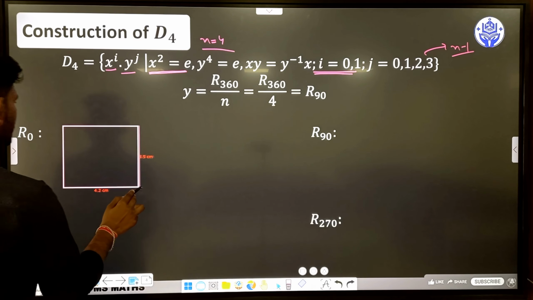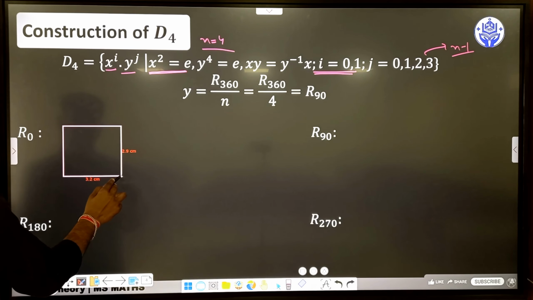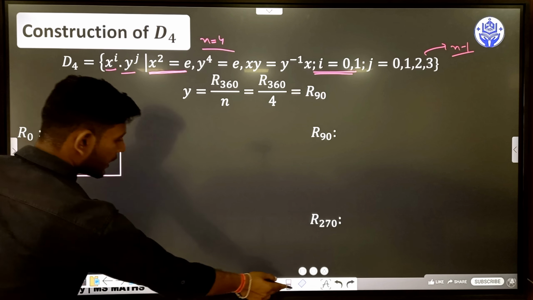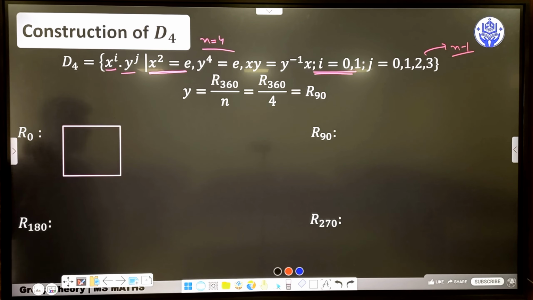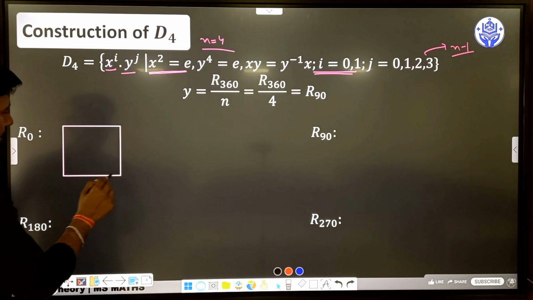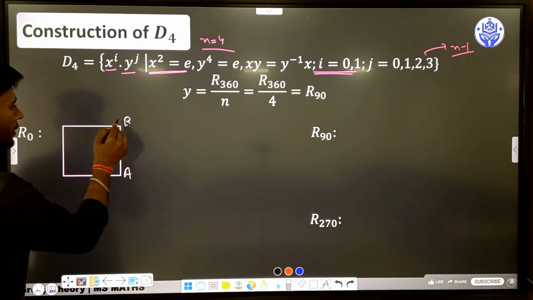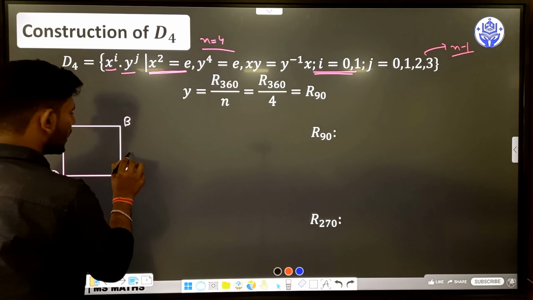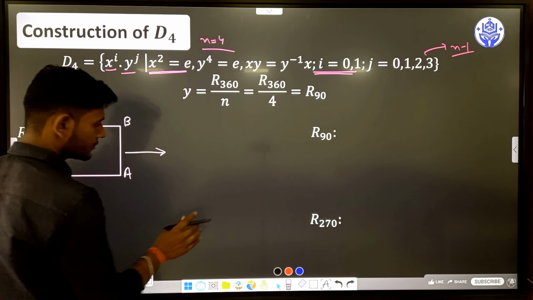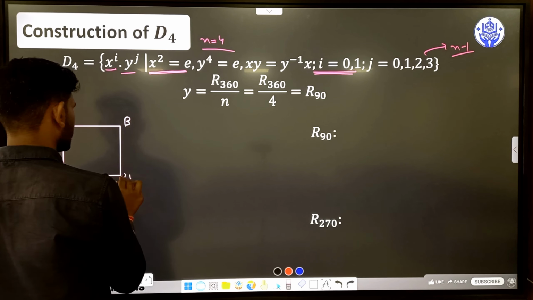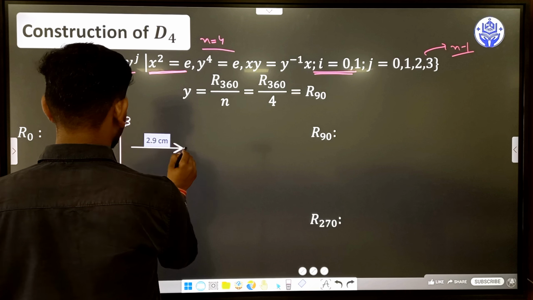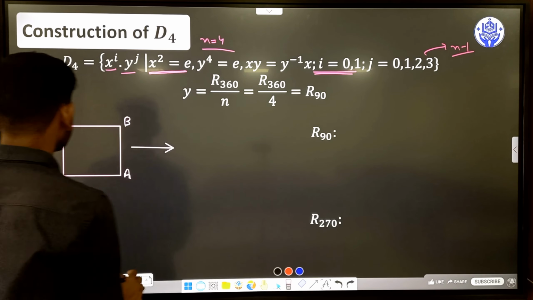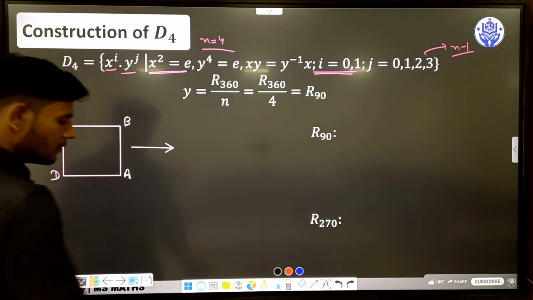So what about z0? If it is z0, then I can just write here, it is my a, r0. If I take it as a, b, c and d, now what is the meaning of r0? So from here, r0 is what? The same thing will be here.